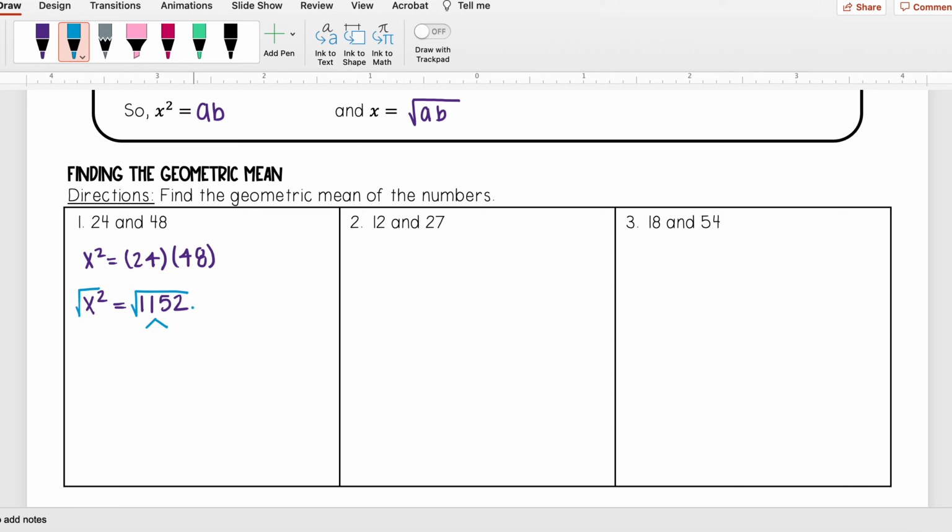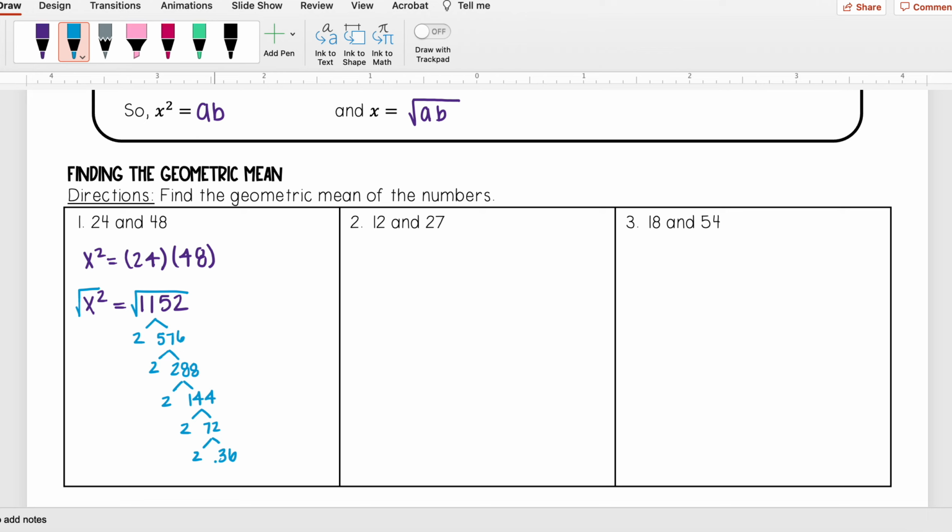Since it's an even number, I know I can divide it by 2. If I divide by 2, I get 576. Divide by 2 again, I get 288. Divide by 2 again, 144. Then 72, then 36.